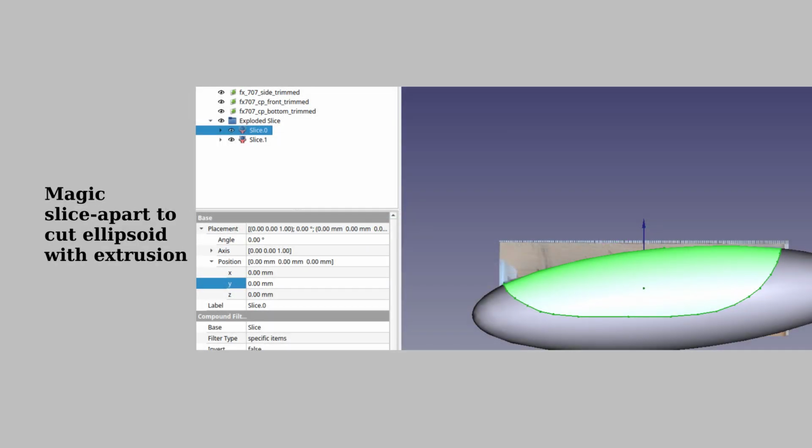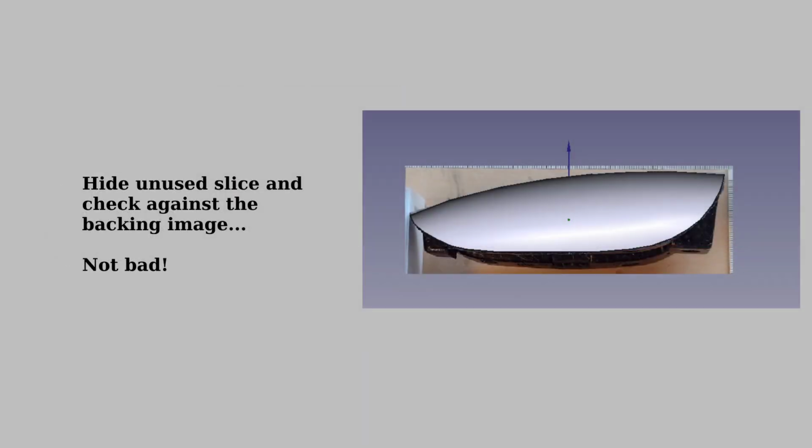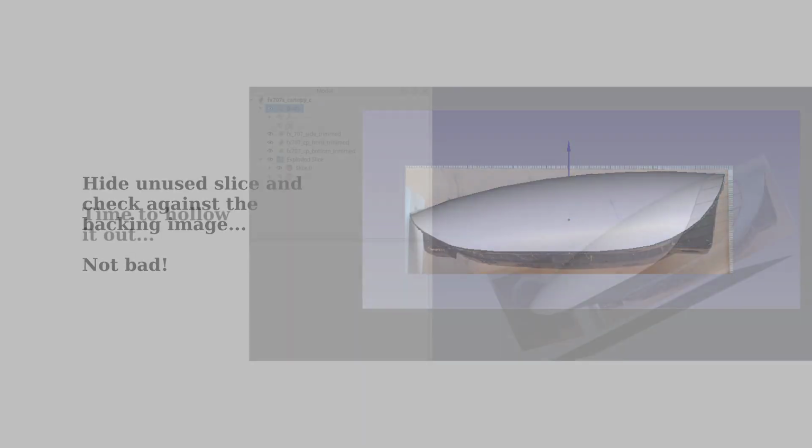And then we go back to the part workbench option to split apart the ellipsoid with that extruded polyline. And this results in two bodies. Some of my other YouTube videos give this process in detail. Once we've done the split, hide the unused slice, and let's see if we've got a fair match with the background image. It does kind of look like we captured its image.